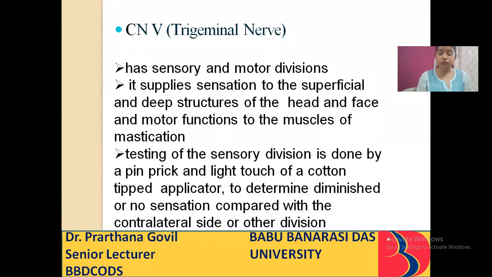Cranial nerve 5, that is the trigeminal nerve, is important in the case of a dental patient, and you need to know how to test it. It has sensory and motor divisions. It supplies sensation to the superficial and deep structures of the head and face, and motor function to the muscles of mastication. Testing of the sensory division is done by pinprick and light touch with a cotton tip applicator to determine diminished or no sensation compared with the contralateral side or other division.